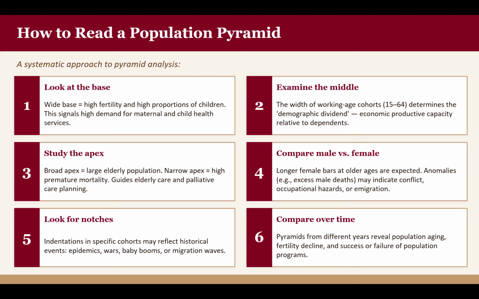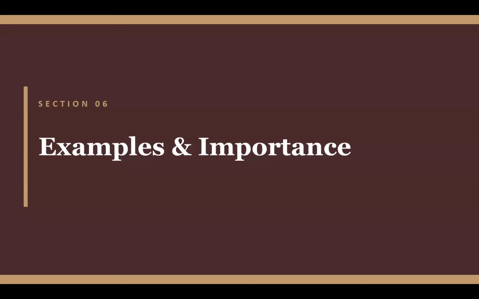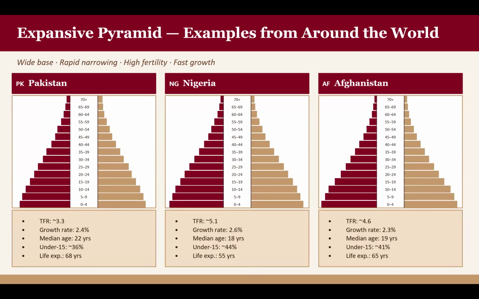Then look for notches. Indentations in specific cohorts may reflect historical events, for example epidemics, wars, baby booms, or migration waves. And then compare them over time. Pyramids for different years reveal population aging, fertility decline, and the success or failure of population programs. So now we see some of the examples.